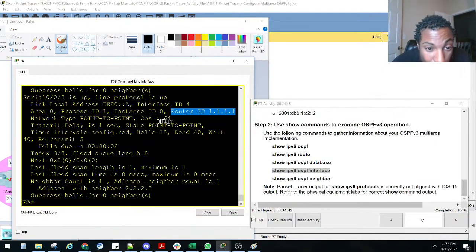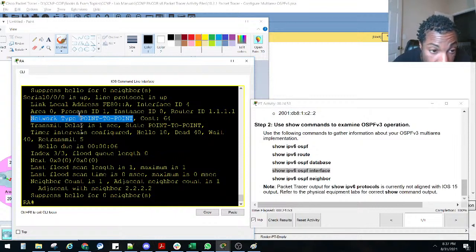What else? We have, remember, serial interfaces. Their default cost is 64. It is a point-to-point network. By default, serial interfaces are considered a point-to-point network. We have a transmit delay there. Timer intervals that are configured, which is 10. So pretty much similar to IPv4 OSPF, 10, 40, 40. Retransmit 5. When the hello is due, we say hello what? Every 10 seconds.